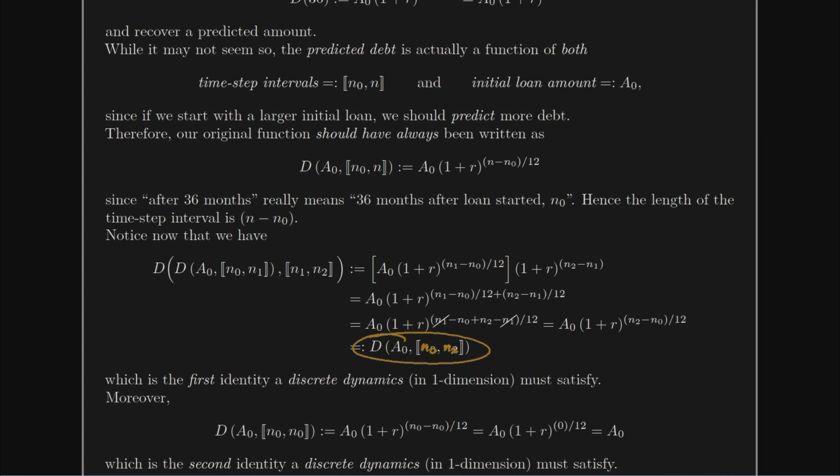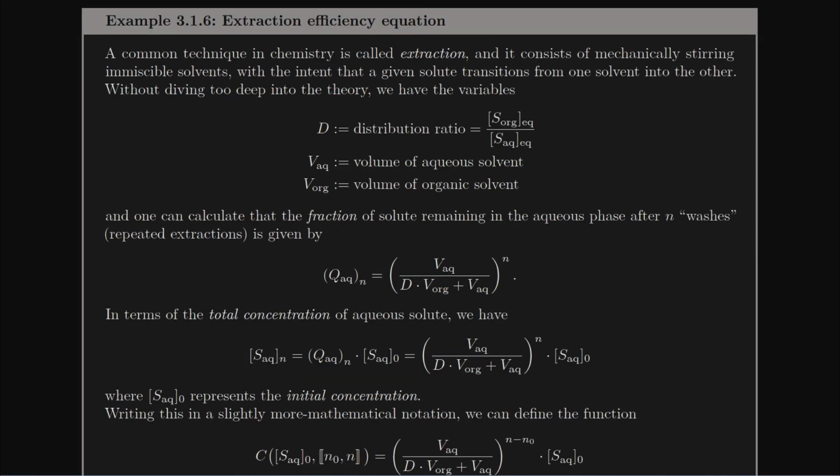Then to prove the second part, we just want to show that if I plug in a degenerate time window, or time window of length 0, meaning n0 for both cases, that my power ends up being n0 minus n0, or a power of 0, which means that my debt hasn't changed at all. If I haven't waited any months since I took on the debt, it shouldn't have changed at all. And so there you go. You can see that this satisfies the definition of a discrete dynamics.